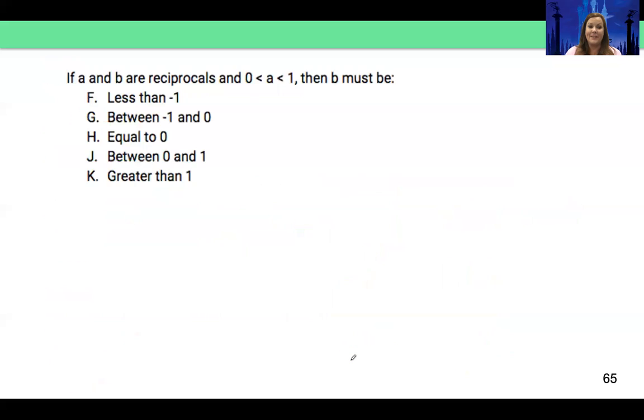Let's get to our last one. A and B are reciprocals. And if A is greater than 0 and less than 1, then B must be what? Again, they're not giving you numbers. Well, pick a number for A. A's got to be greater than 0 but less than 1. What's my favorite one? And my easiest? 1/2.